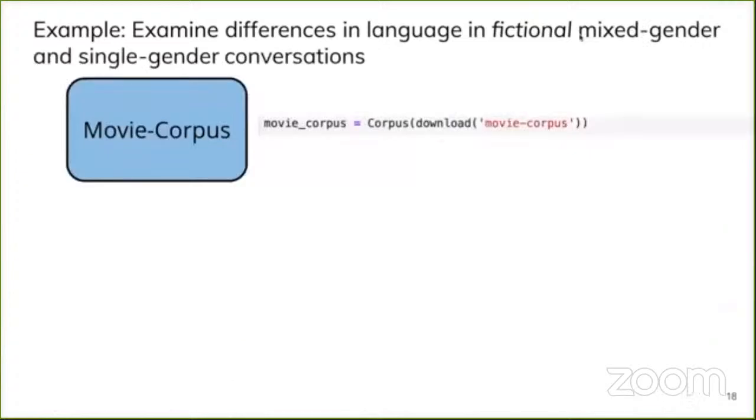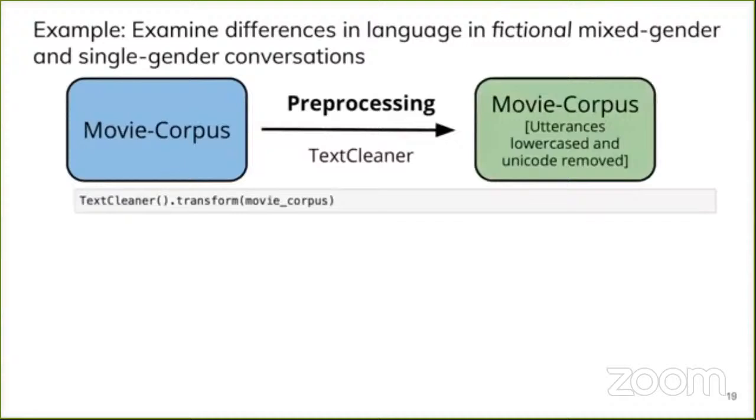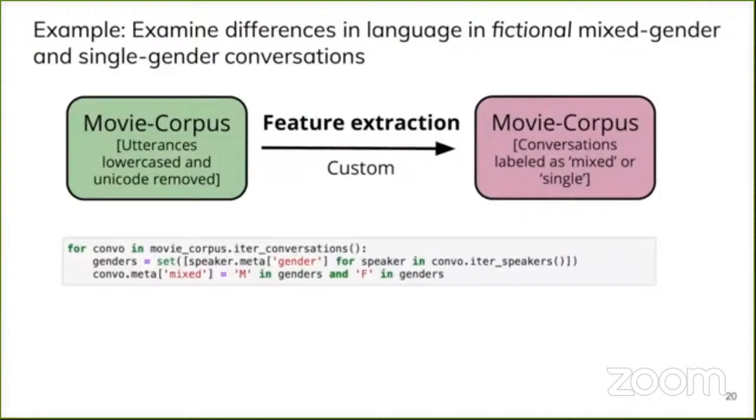Well, firstly, we will have to load the corpus. We will use the text cleaner transformer to clean the utterances. And then we do some custom feature extraction, where we label conversations as mixed or single gender.